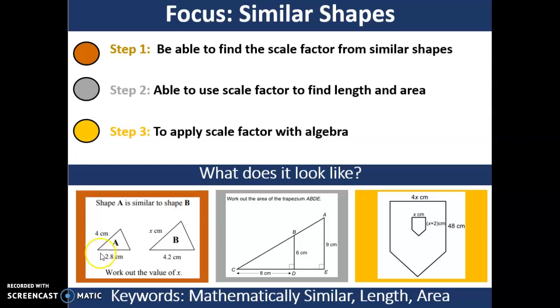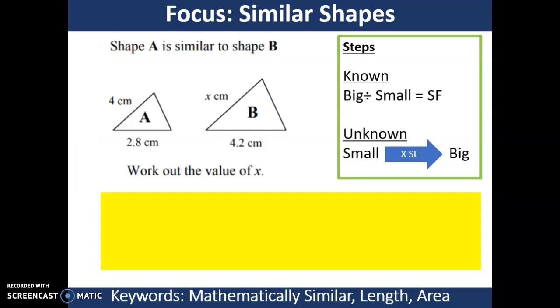The bottom three is what it looks like, and keywords you're going to see today are mathematically similar, length, and also area. So the first example I'm going to run you through is this. You have two shapes, and you can clearly tell that this is the bigger one, because you can see this side and this side right here.